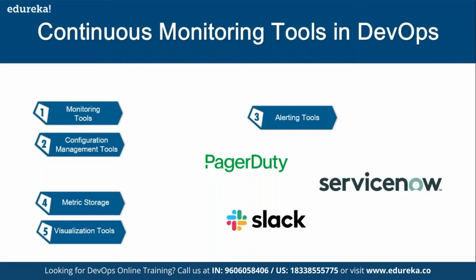PagerDuty is an on-call management system with add-ons for analytics, event intelligence, and automated incident response. ServiceNow, on the other hand, utilizes automated workflows for ITSM as well as customer service and business processes. And Slack lets you consolidate alerts into the same platform you use for group chats and collaboration.